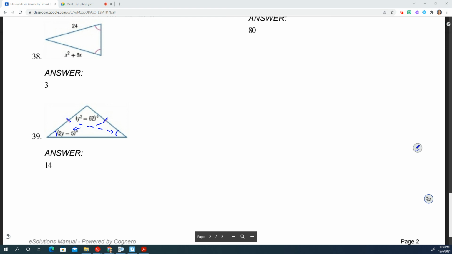All right, so there's two ways you can set up this equation. We know that this vertex angle, y squared minus 62 degrees, plus these two angles, so you could either write out 2y minus 5 plus 2y minus 5, since these are congruent, or you could double 2y minus 5. We know that they have to total how many degrees? 180. Okay, so hopefully we could get that far.